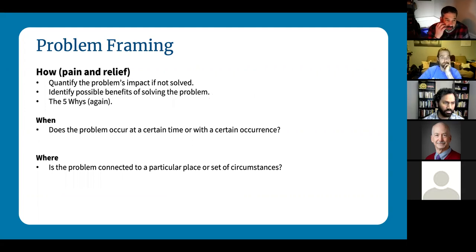So how, this really deals with me. I describe this as pain. How much pain is the problem causing, and how much relief will your solution, when we get to that section, provide to the customer? So quantifying the problem's impact if not solved, identifying possible benefits of solving the problem. And again, asking the 5 whys.